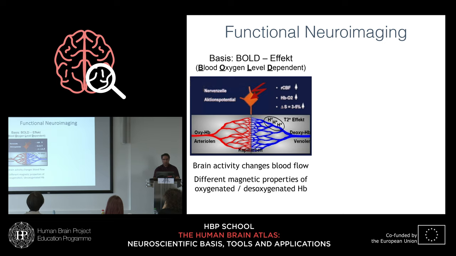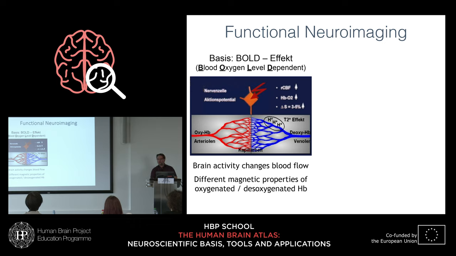Now, as we all know, the blood that comes through the arterioles has fairly high oxygen concentration. And once it leaves the capillary bed, it has very low oxygen concentration. So due to this increase in blood flow, we have a change in the oxygenated to deoxygenated hemoglobin ratio. And the interesting thing is, does this ratio go up or down?